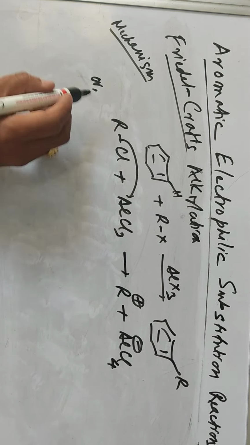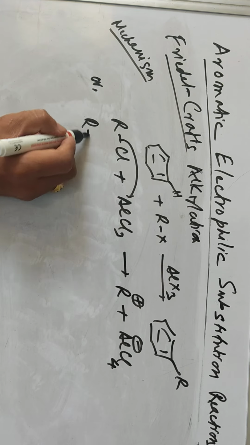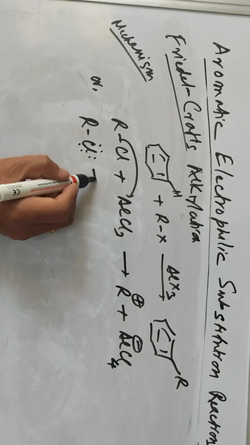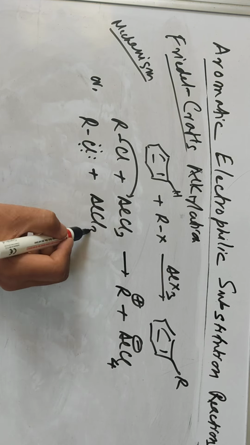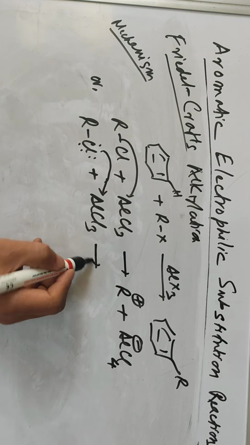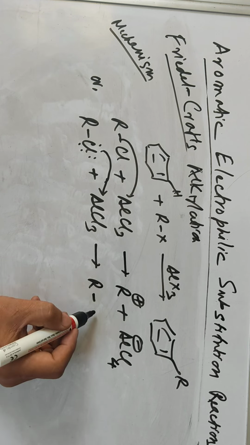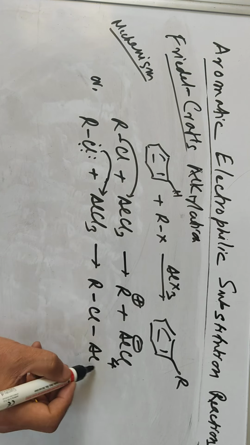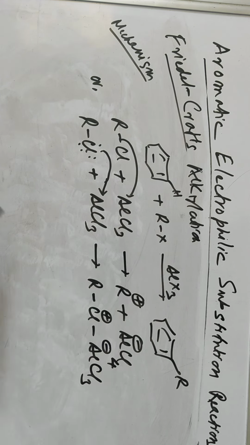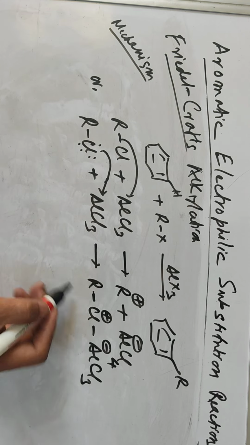First, for RCl there are two possibilities. RCl reacts with aluminum chloride, AlCl3, and we can have a complex, R-Cl with AlCl3, with a positive charge and a negative charge. So this way we can write the first step. Then the benzene ring attacks, and you can have the other product.